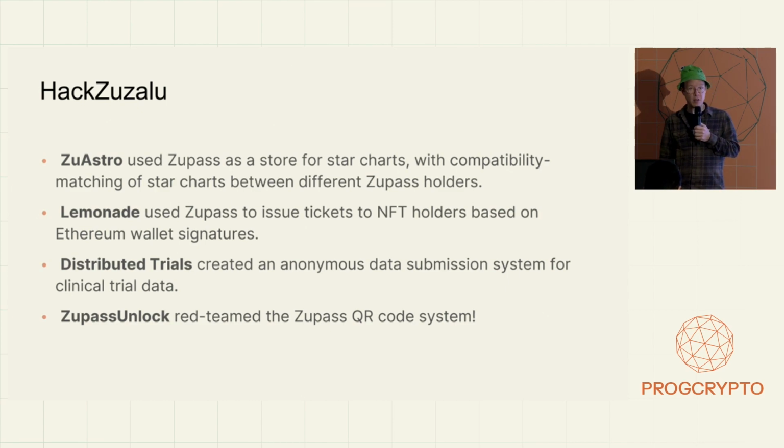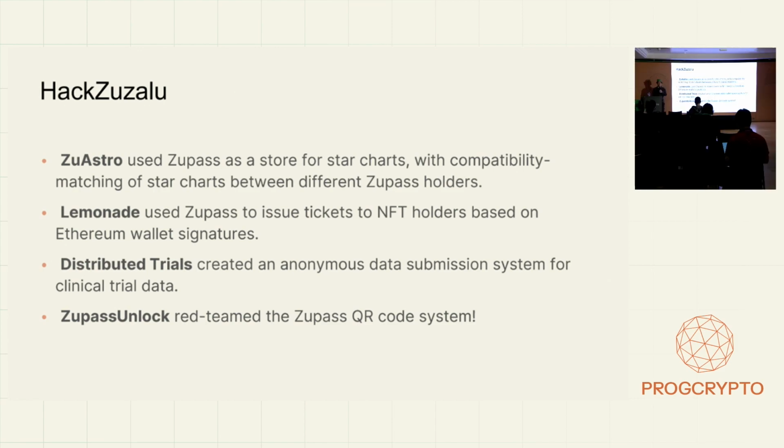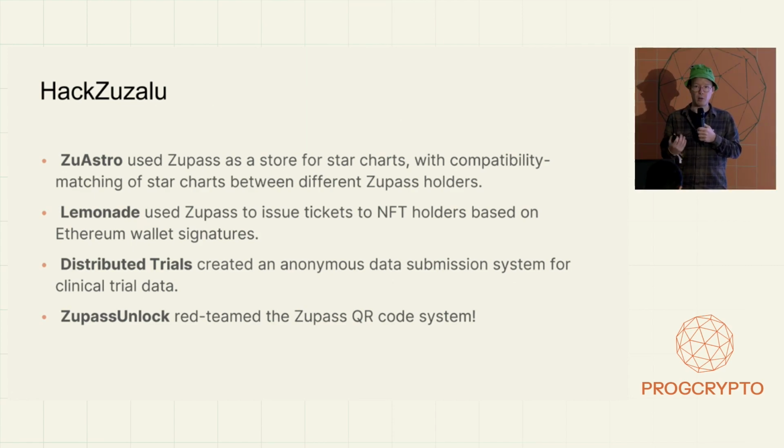There's also another winning hackathon project, Distributed Trials, which allowed you to join a medical trial. So you could have a wearable device. They had these special wearable devices that you could carry around with you that would measure things like your heart rate and so forth. You could then participate in dietary interventions.